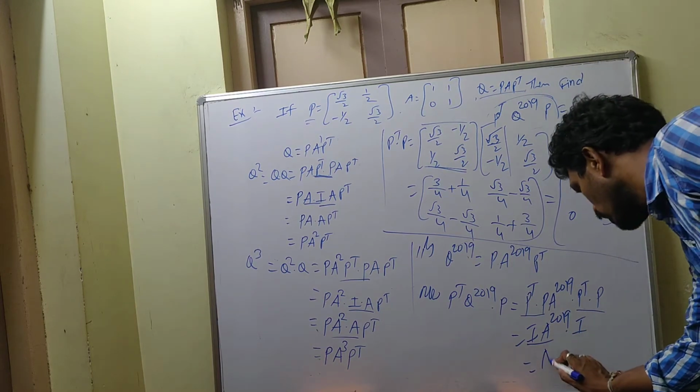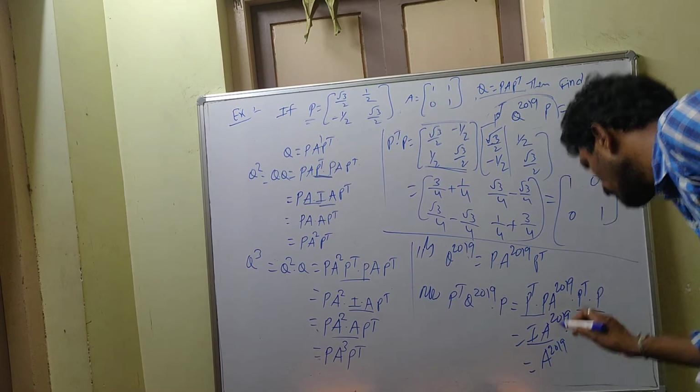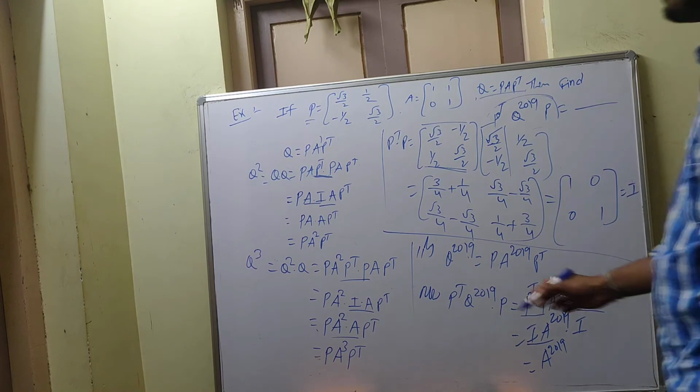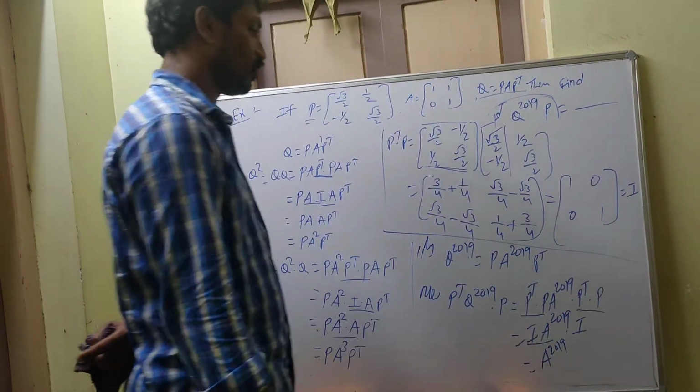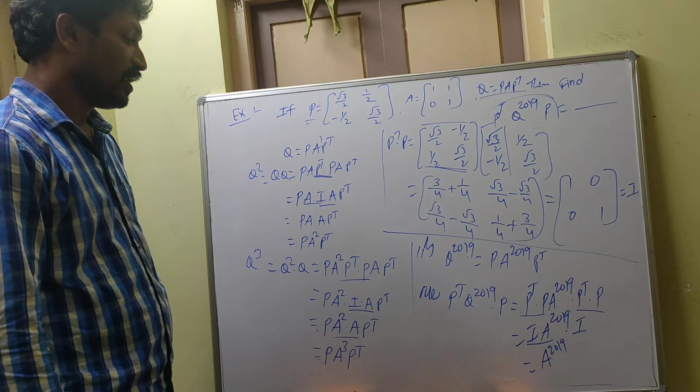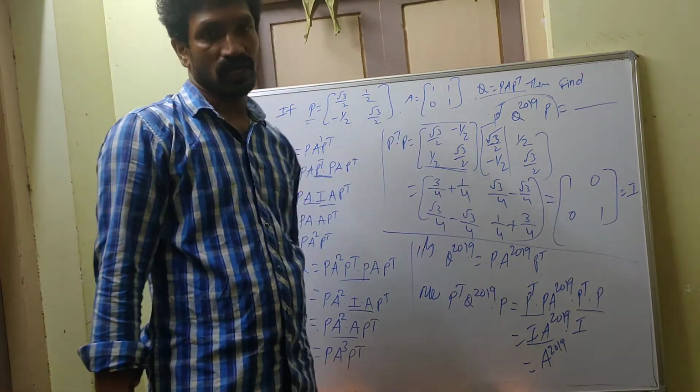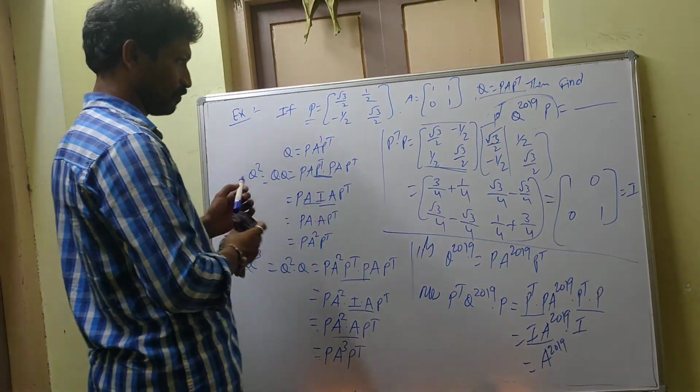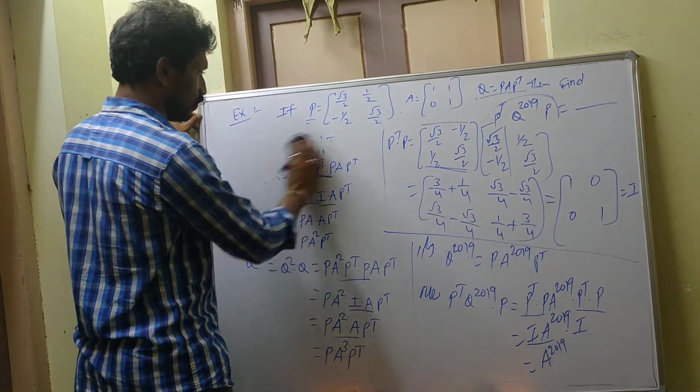So what do you have in total? A power 2019. See, A is equal to [1 1; 0 1], they have given. Then A power 2019, how will it be? Let's check it out.